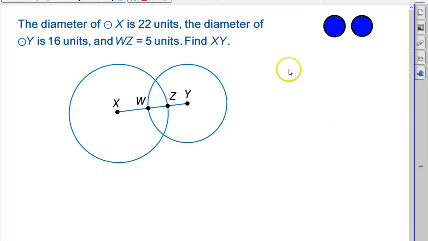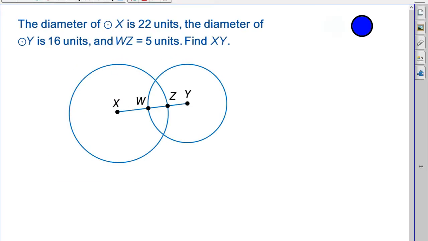So the diameter of circle X is 22 units. The diameter of circle Y is 16 units. And WZ is 5 units. Find XY. I'll have it up here for a second for you to throw an answer in. If you get it right, it will let you jump to the next slide.